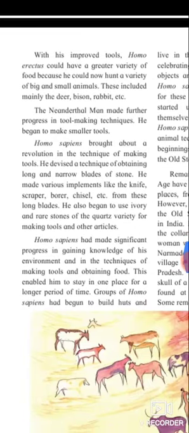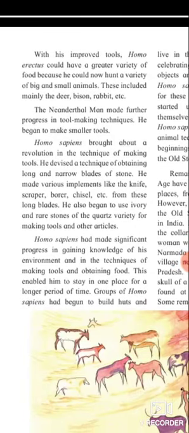Homo sapiens brought about a revolution in the technique of making tools. He devised a technique of obtaining long and narrow blades of stone. He made various implements like the knife, scraper, borer, chisel, etc. from these long blades. He also began to use ivory and rare stones of the quartz variety for making tools and other articles.